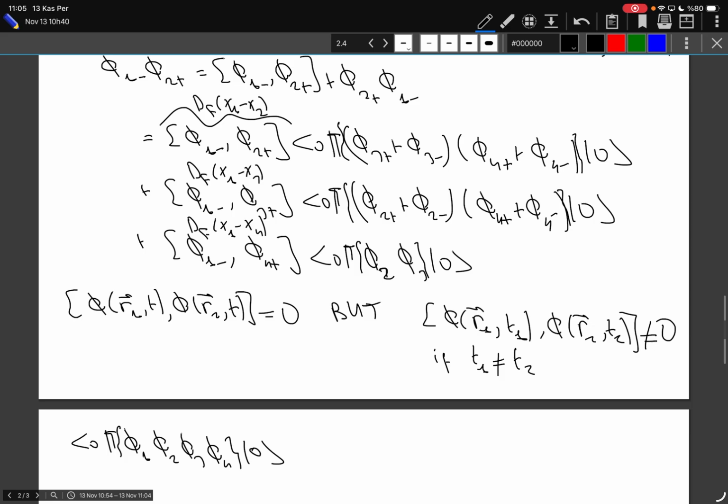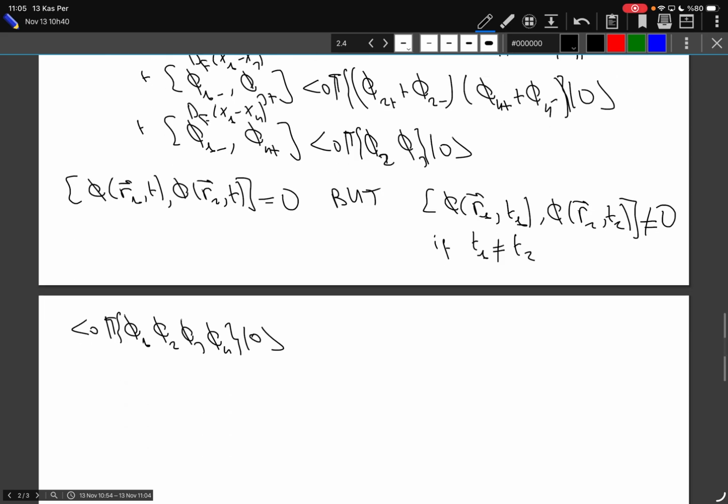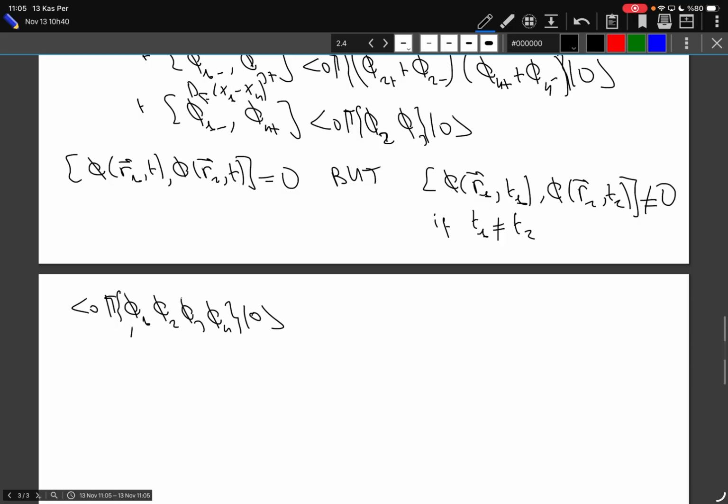Whatever the ordering is, if I start with phi 1, I will be commuting that with phi 2, phi 3, phi 4, etc., depending on the ordering of time. So let me write the contribution that I get from commuting phi 1 and phi 2 by this line. And then there will be a commutation between phi 3 and phi 4. There is this contribution.